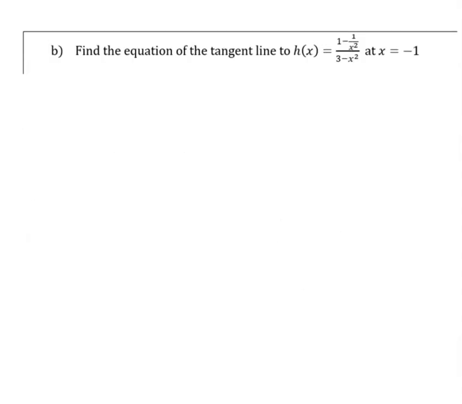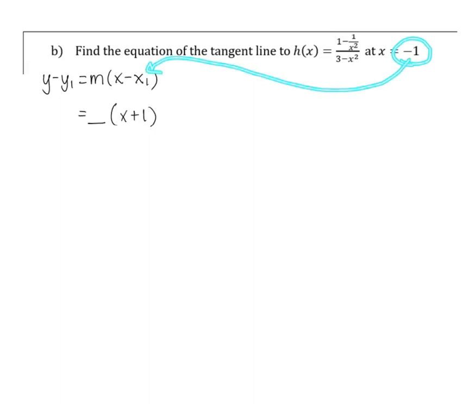In example 3b, we are being asked to find the equation of the tangent line to this function at a particular x value. Now we know that the equation of a tangent line is going to have the form y minus y1 is equal to m times x minus x1. In this case, they have already given us x1. We want to find the equation of this tangent line at x is equal to -1. So I know this is going to be x plus 1 in here once I substitute in -1 for x1.